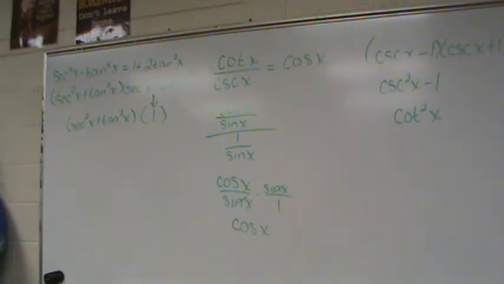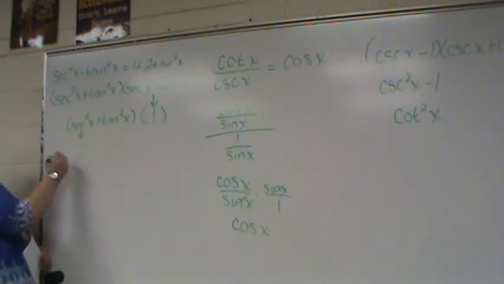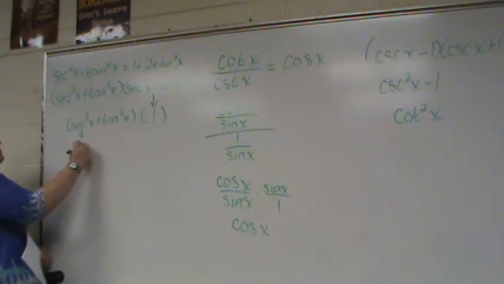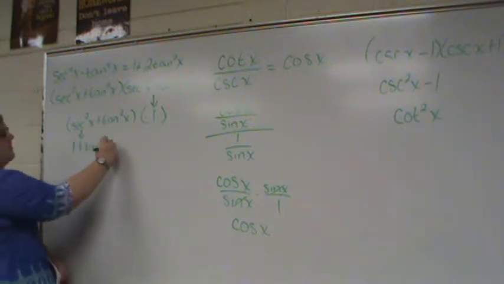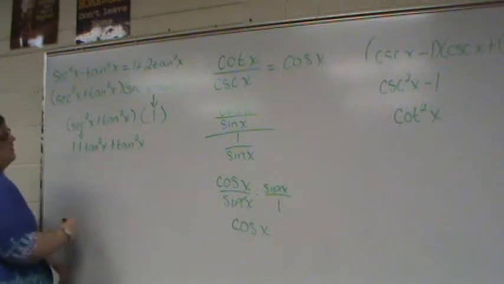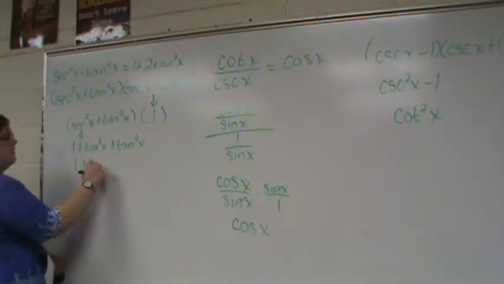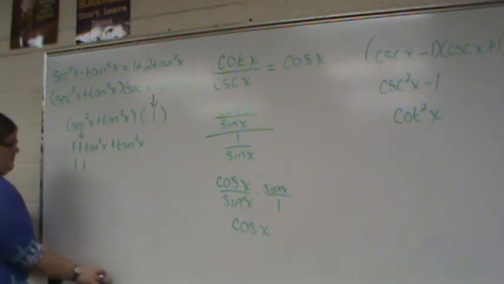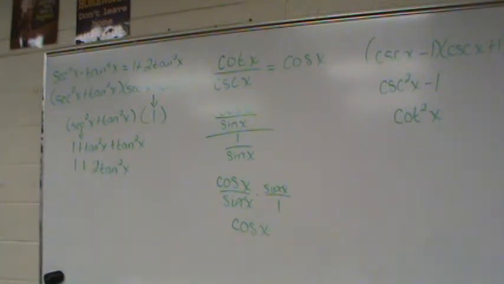So can we do something with this secant squared x? What does secant squared x equal? We have an identity that tells us that secant squared x equals 1 plus tangent squared x. We can rewrite that. And then we still have this tangent squared x. So now we can combine those tangents and we have 1 plus 2 tan squared x, which is what we were trying to prove, right? So you need to know those identities.